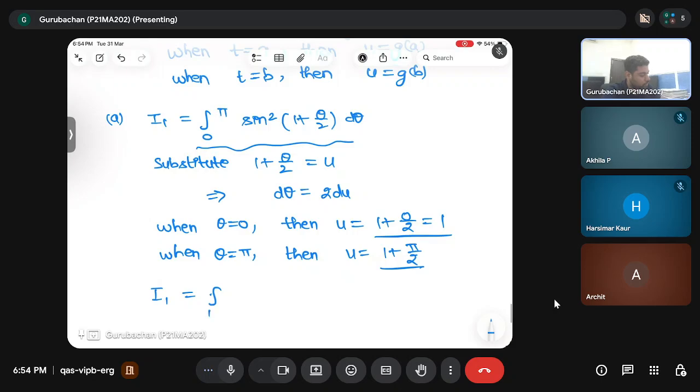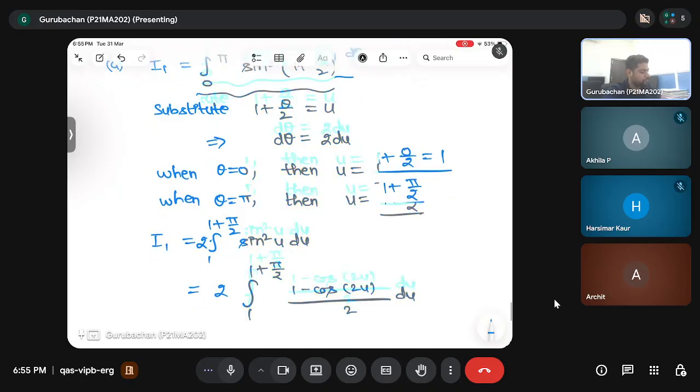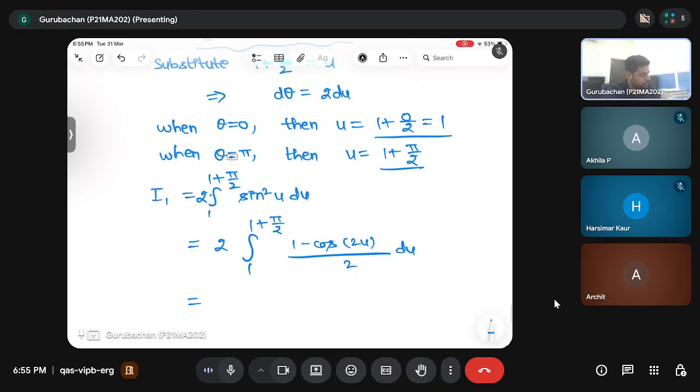So this will be the integral from 1 to 1 plus pi by 2 of sine square of u du, and here 2. So 2 times 1 by 2 of this, which can be written as 1 minus cos 2u. Is it clear? Yes, sir. So this will be u minus sine 2u by 2.